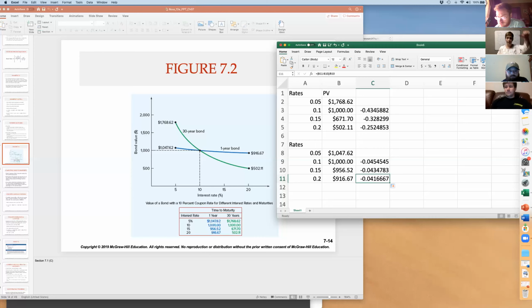Because when they lower interest rates, the prices are going to rise a lot more on the long term than on the short term. Does that make sense to everybody?